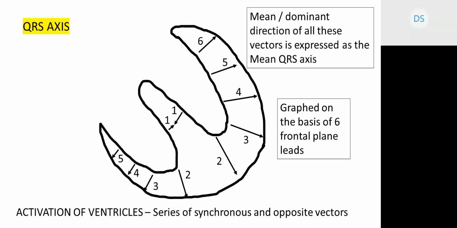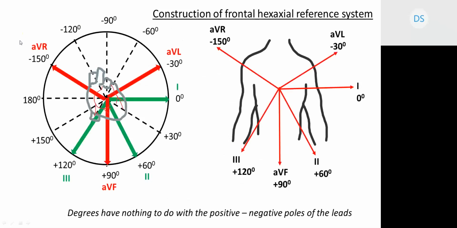Now, if we can go back to the frontal plane leads, you would remember that in the frontal plane, this is the sagittal cut. We have 6 leads. This is lead 1 at 0 degrees, lead 2 is at plus 60 degrees, and lead 3 is at 120 degrees. These are the standard leads in the frontal plane. And then we have 3 augmented leads. The AVR at minus 150 degrees, which is the right upper limb. The AVL, which is at minus 30 degrees, which is the left upper limb. And then you have AVF, which is at 90 degrees, in the foot. So we have the 3 augmented leads and the 3 standard leads.